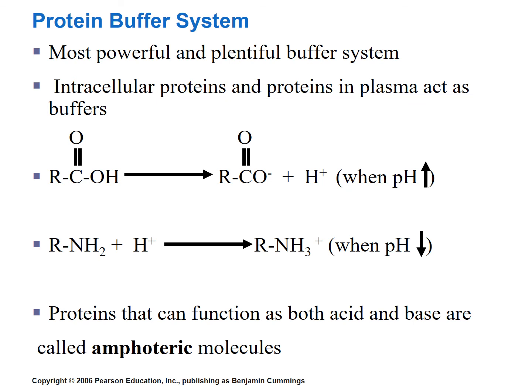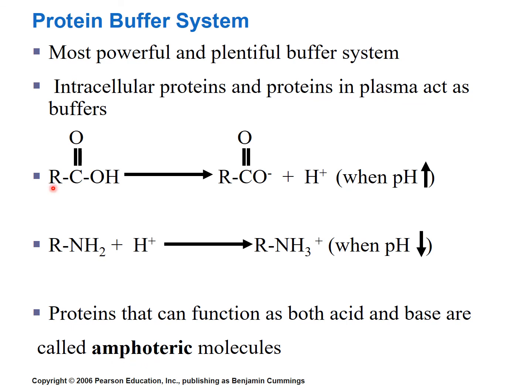The proteins of the body, whether they be in the intracellular fluid or in the plasma, act as buffers because they can donate hydrogen ions when pH is high, meaning when there's a deficiency of hydrogen ions, and they can pull hydrogen ions out of solution when there is an excess of hydrogen ions. And this is because they are amphoteric molecules. They can act as both acids and bases.